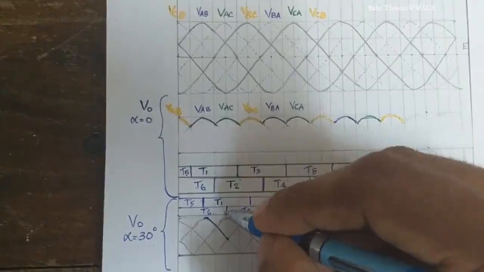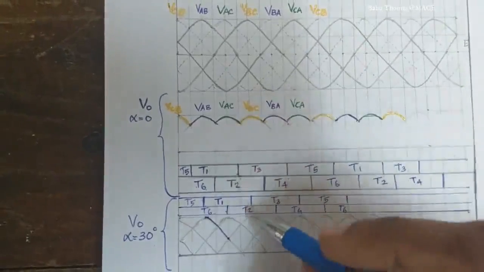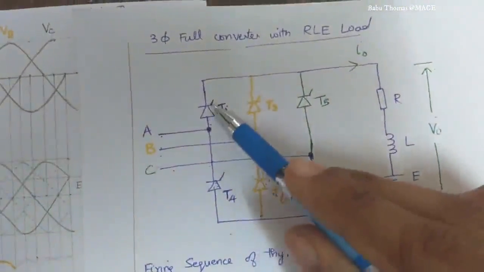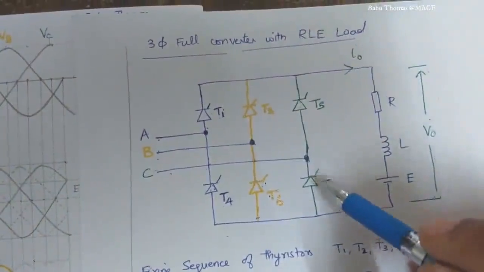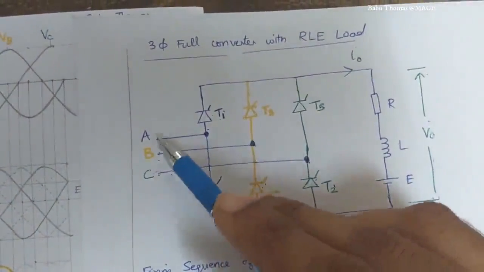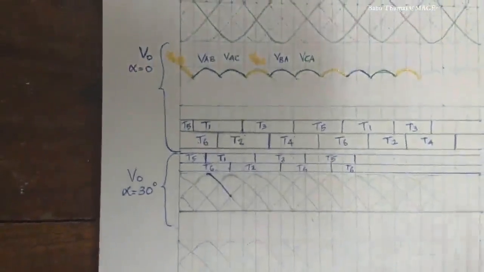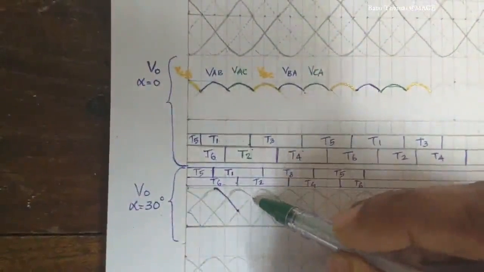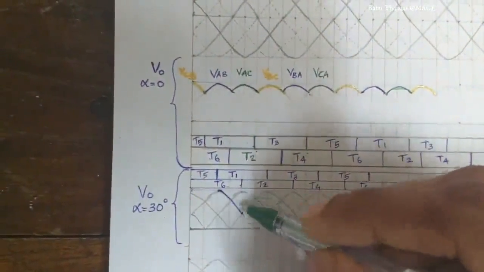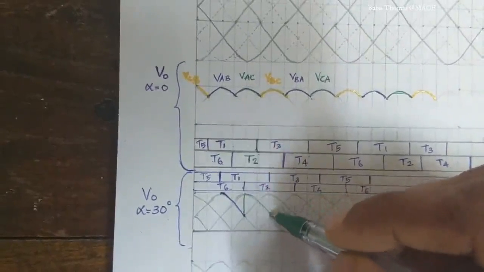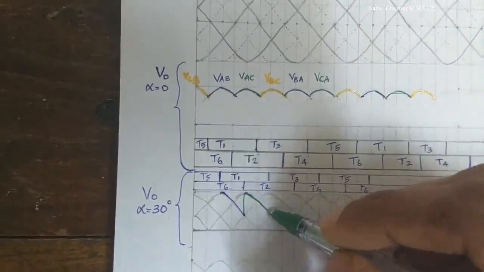Here T6 is commutated and T2 comes into picture. When T1 and T2 are conducting, the path is A, T1, RLE, T2 and to the point C. So VAC is coming across the load voltage V0. So now you need to plot VAC. That is nothing but this particular waveform, from here till here, it is VAC.